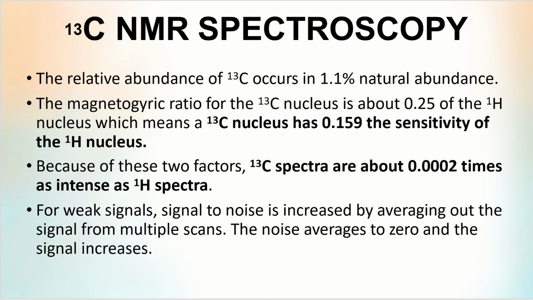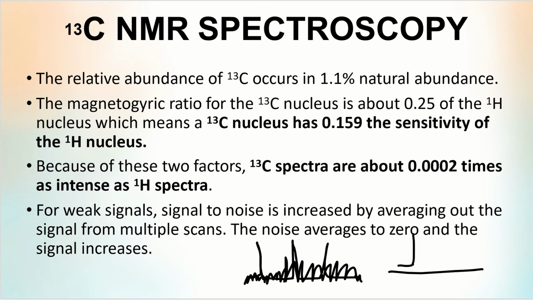So again, when we think about NMR spectroscopy, we ought to be thinking about lines or signals on a spectrum. And sometimes you see noise that would be in competition with your signal. So what we're saying here, for weak signals, that is for signals that are not as intense, signal to noise is increased by averaging out the signal from multiple scans. And so the noise averages to 0, and in this situation, the signal increases.